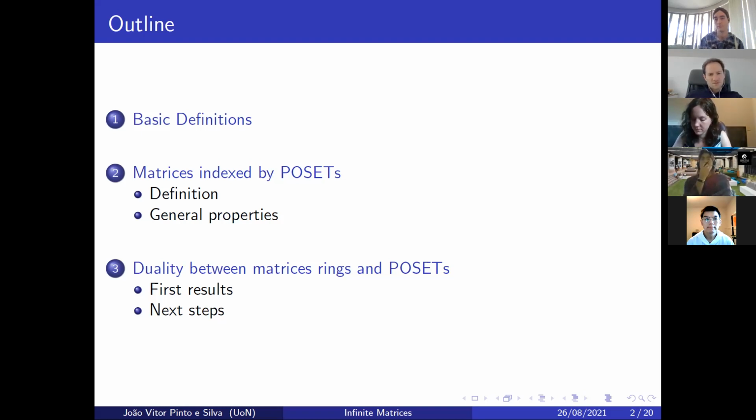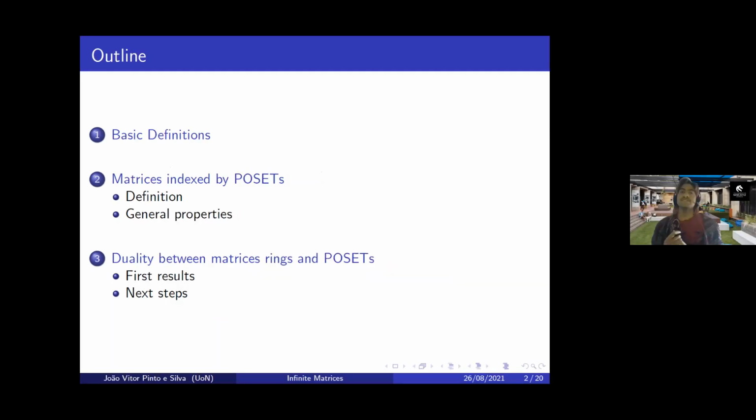So in our talk today, I will begin with some basic definitions of things that will be useful for us. Then I will talk about what these infinite matrices are. The idea is that they are always indexed by posets and use some poset structure to define them. And then I will talk about one of the results that I'm working on recently, about the duality that these rings have with the category of posets.